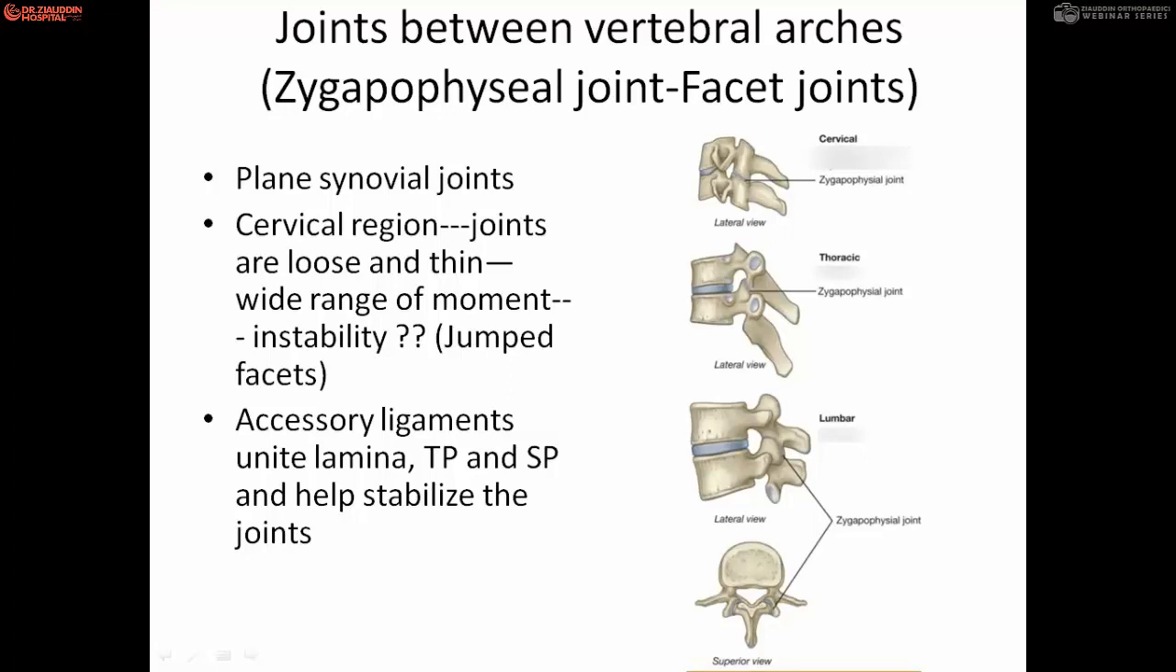The articular facets in the spine are covered with hyaline cartilage, and the joints are surrounded by a fibrous capsule. The articular cartilage is non-innervated, but the capsule and synovial membrane surrounding the joint are innervated with pain receptors.